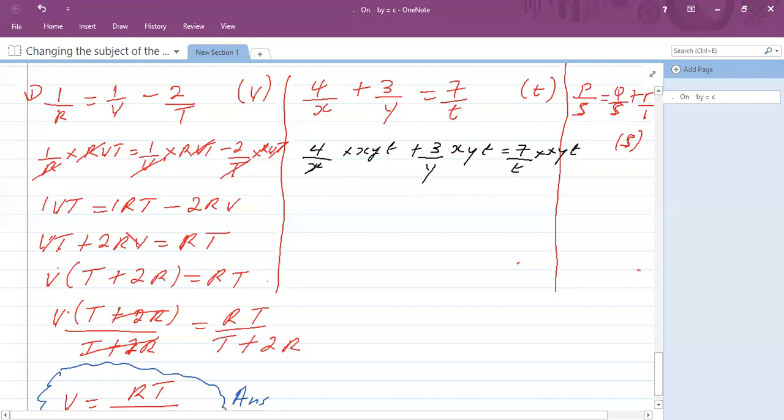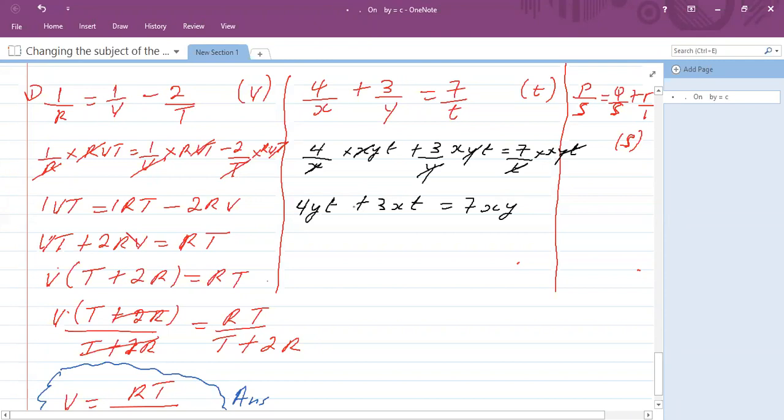Now, the X cancels with this X here, the Y with this Y, and the T with this T. So here we are left with 4YT, here we are left with plus 3XT, and this one we are left with 7XY. All right. Now they want to make T the subject.